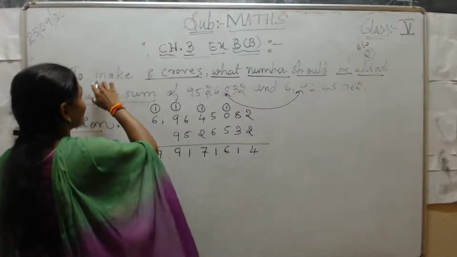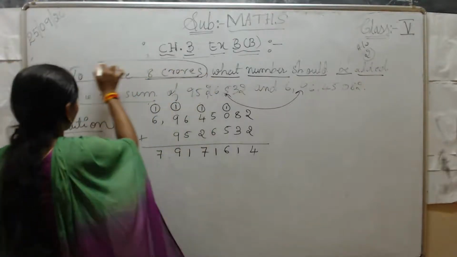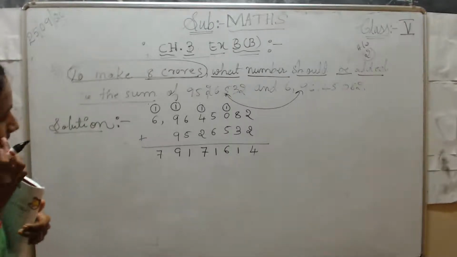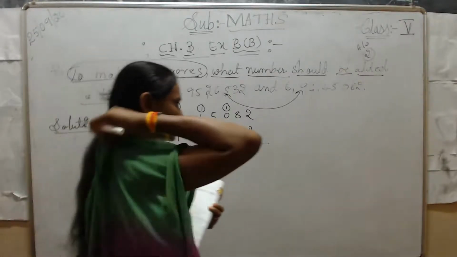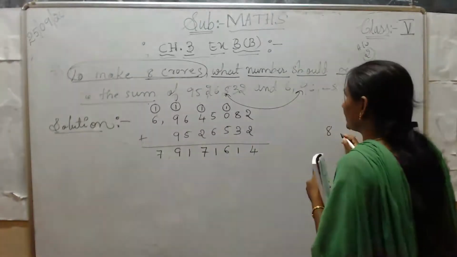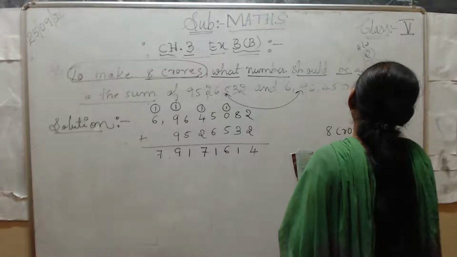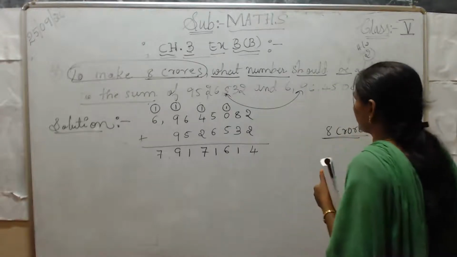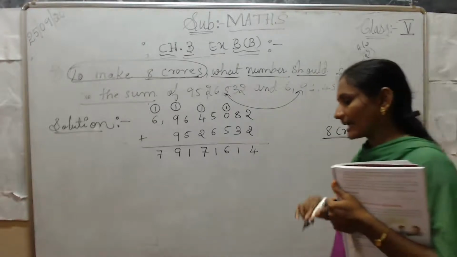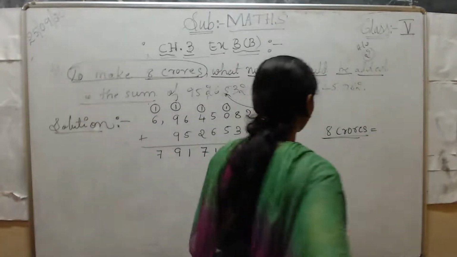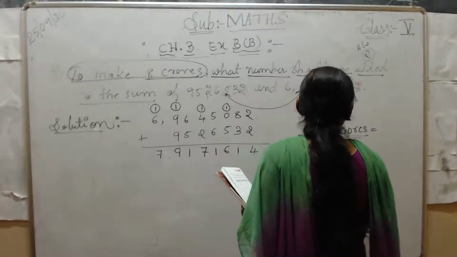So next, to make 8 crores, first you have to do the subtraction. So now you do subtraction. 8 crore means, how many zeros does a crore have? 1 lakh has how many zeros? That is 5 zeros. So 8 crore you have to write.